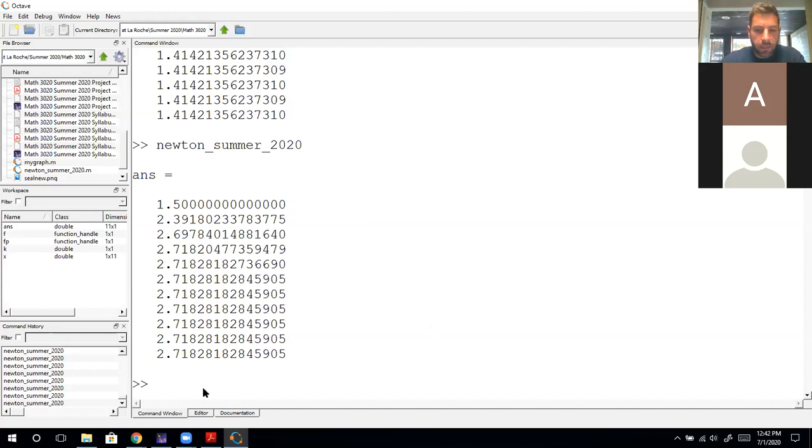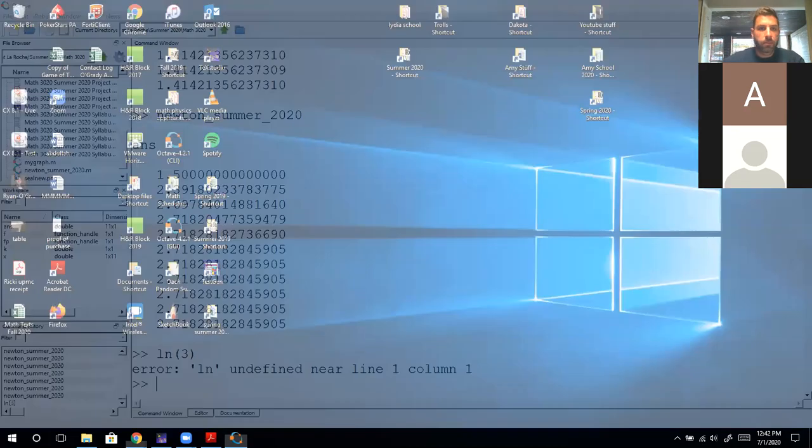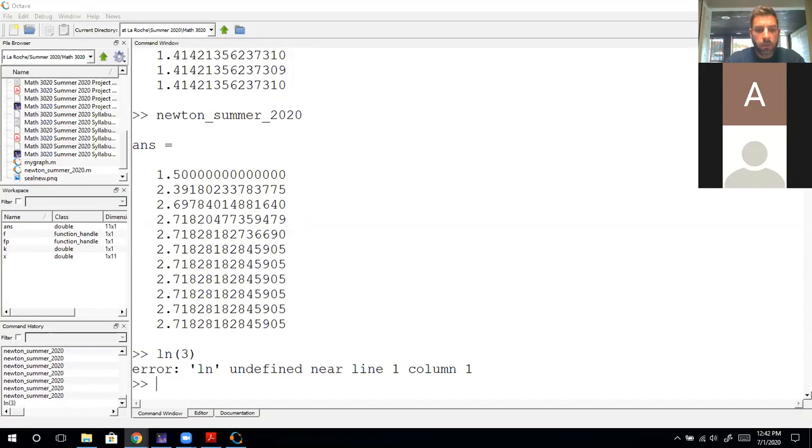Let's see. What is ln of 3? I don't know if it'll work. See, ln is undefined for whatever reason. I'm not sure why. I'm sure if you Google it, you'll find out why. I'm going to look it up right now because it's going to make me curious. Why doesn't software use ln? Yeah, there we go. That's the first hit: why does MATLAB use log instead of ln? It has something to do with earlier languages.